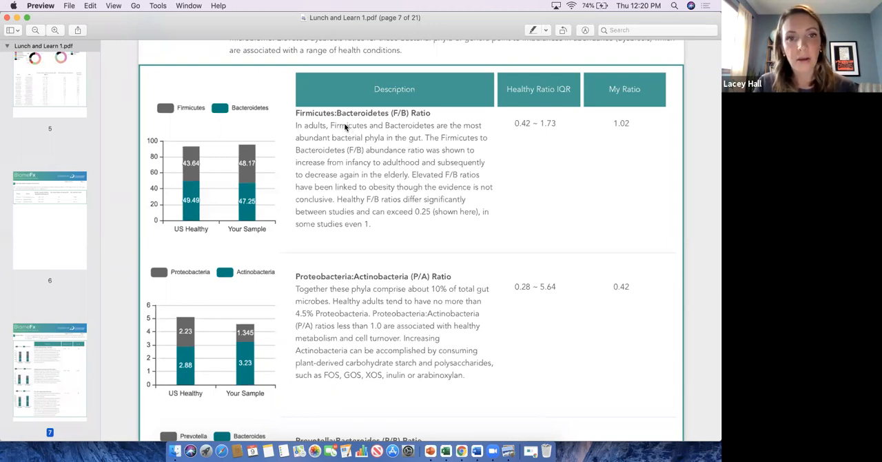So in this first one, we want to make sure Firmicutes is staying in check. We usually want just a little bit more Bacteroides than Firmicutes. That's ideal.